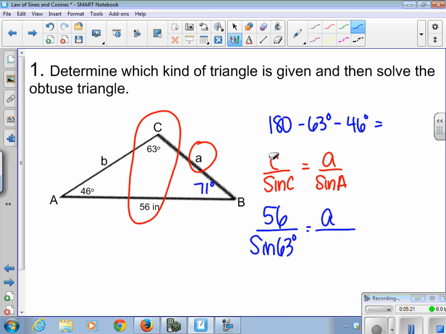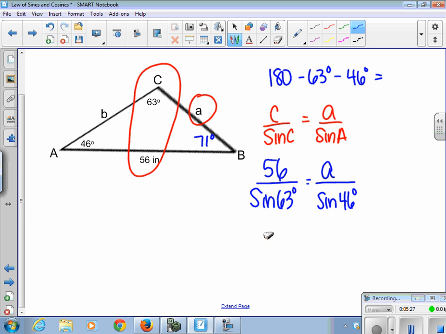What goes in for sine A? Sine 46, good. All right. In degrees, yes. So good so far, how we plug that in? All right, now how do you think I'm going to solve this?